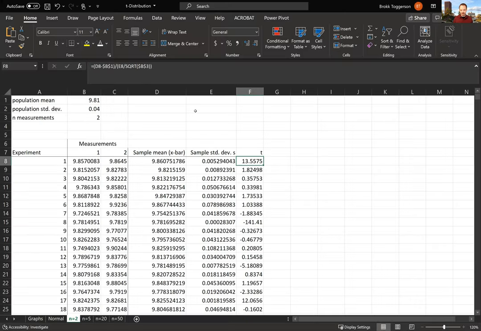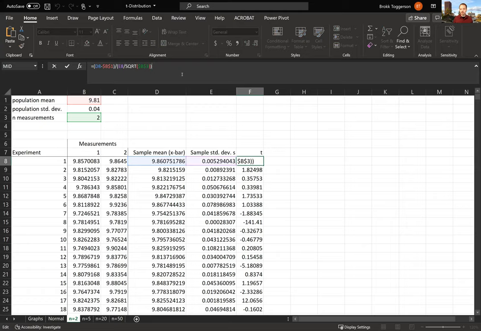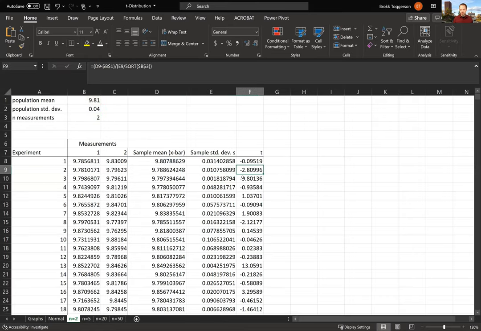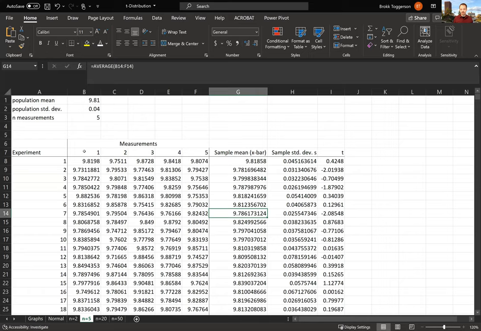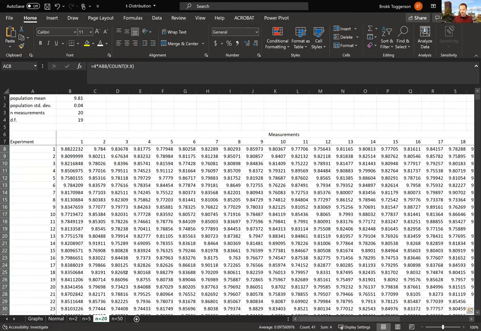So we can see that here in the formula for t, it's taking into account the sample mean, comparing it to the value I'm interested in, the 9.81, and then dividing it by the sample standard deviation and the square root of the number of measurements. And so then I get a whole bunch of different values for t, one for each experiment. And I replicated this for if I had done five measurements per experiment and 20 measurements per experiment.